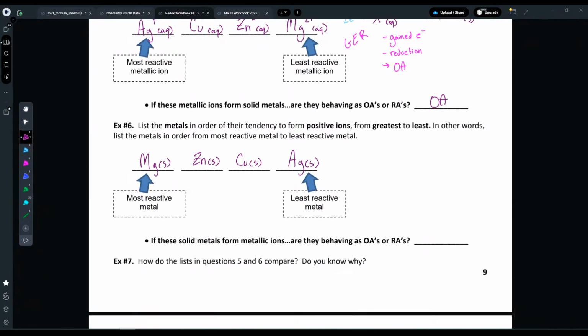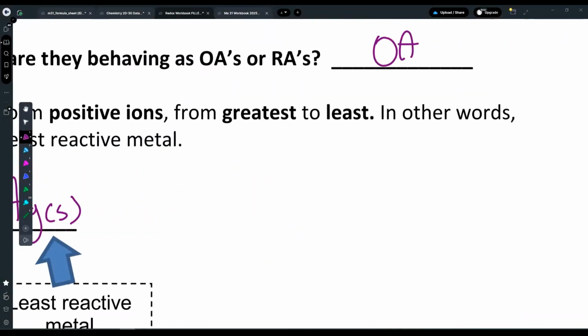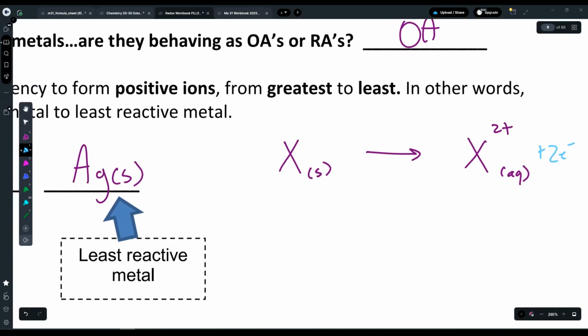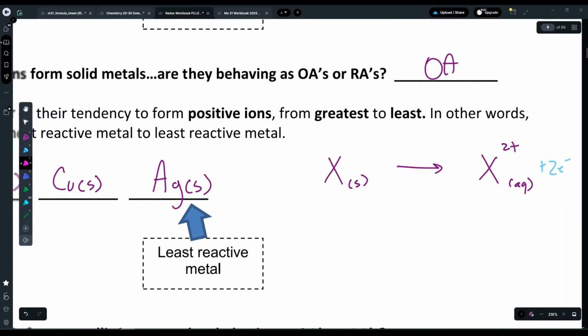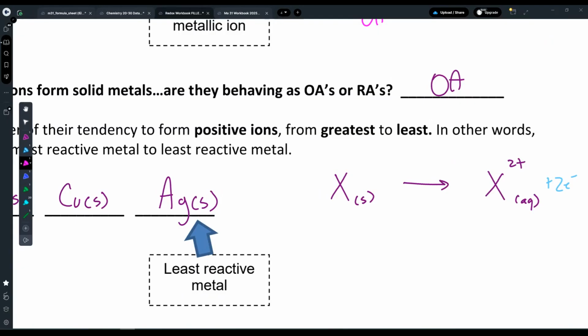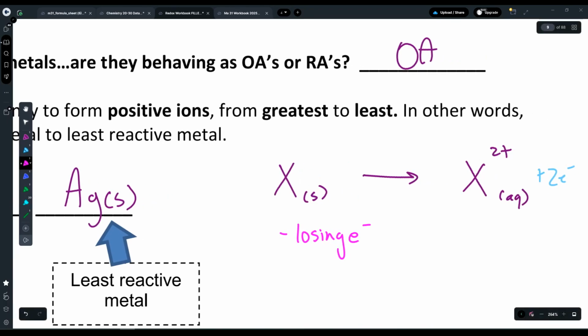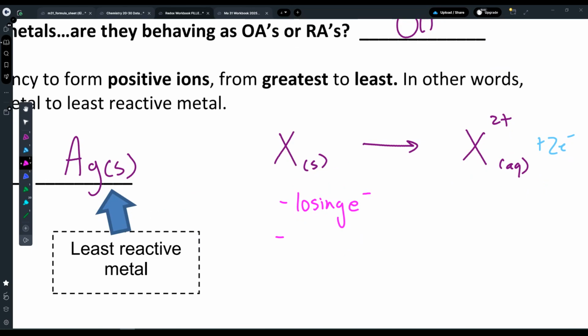All right, so if these solid metals form metallic ions, are they behaving as OAs or RAs? Let's just do a little sample reaction here, just like we did before. We have some element, which I'm just going to say is X, going to some positively charged ion, which, because everything had a 2+ ion, I'm just going to say 2+ here. We're going to balance our half reaction, so we're adding electrons to the more positive side. Whenever you see electrons on the product side here, that's going to be a loss of electrons. So the solid metal had to lose electrons. So losing electrons, LEO the lion goes GER. For LEO, losing electrons is oxidation.